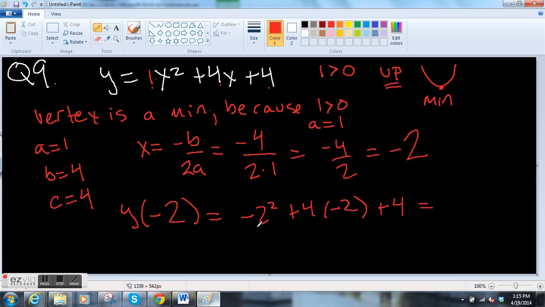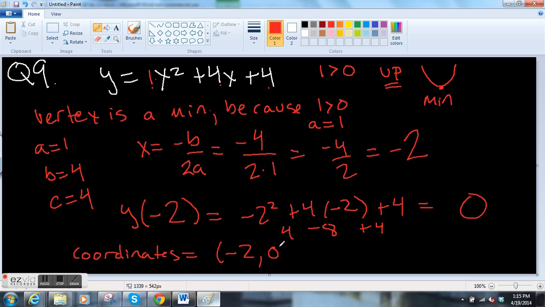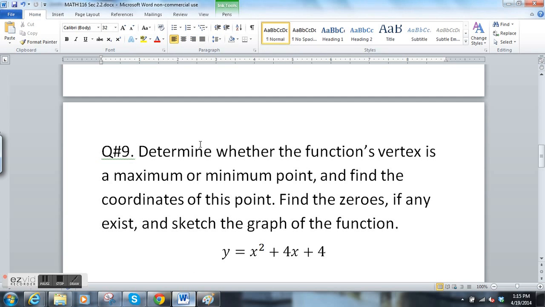This is if you're being really long about it here. So your answer there is 0, because that's 4 minus 8 plus 4. So the coordinates of the vertex are x equals negative 2 and y equals 0. So the question asked you, what are the coordinates? We're not quite done. These questions are long.